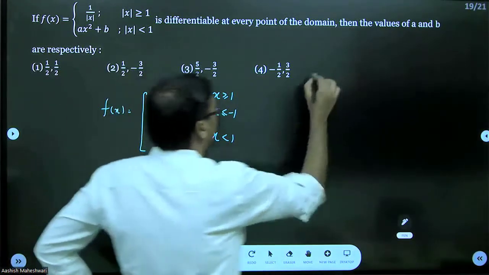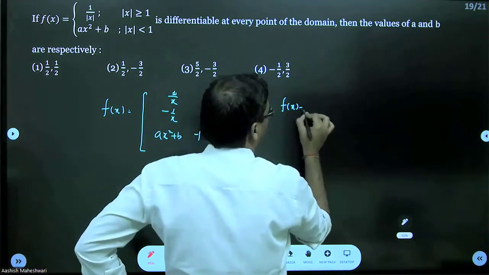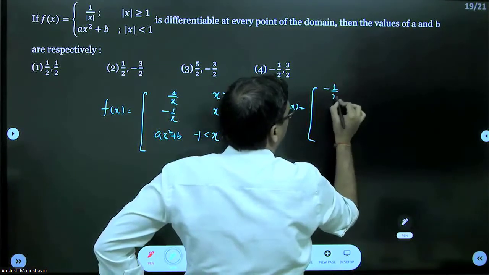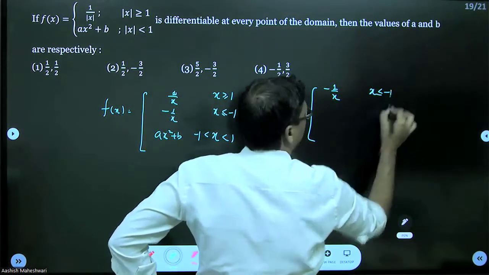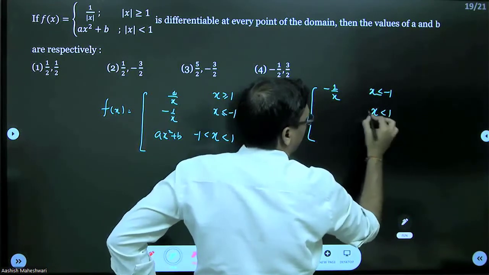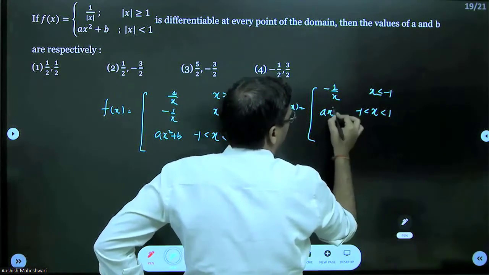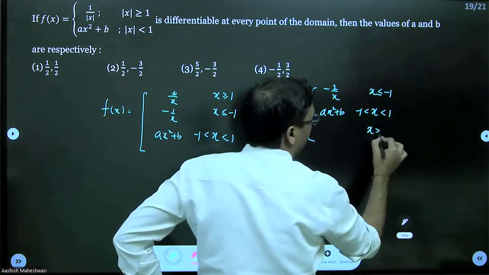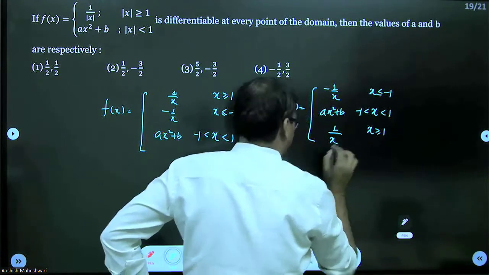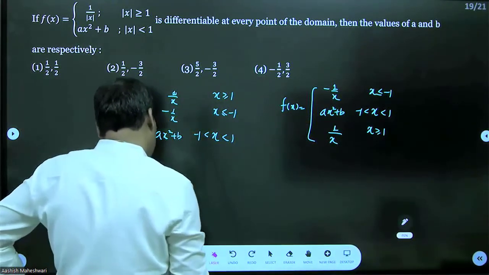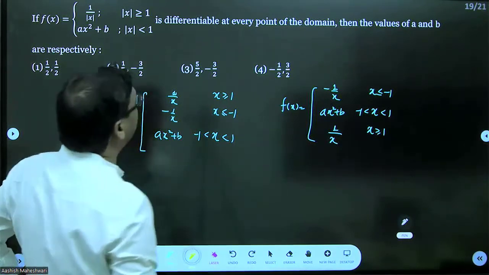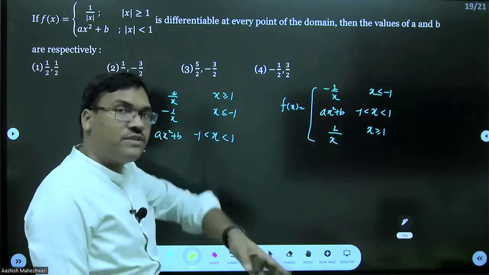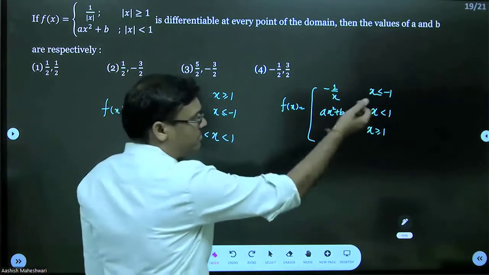तो इसको हम थोड़ा सही से लिख देते हैं. This is f(x) is equal to minus 1 by x if x is less than or equal to minus 1. If x is between 1 and minus 1, this is ax square plus b. Okay, and if x is greater than or equal to 1, this is equal to 1 by x. Now we are saying that this function is a differentiable function at every point in the domain. For differentiable, the function has to be continuous. So just make this function continuous.